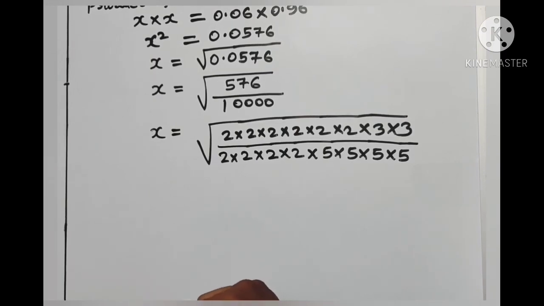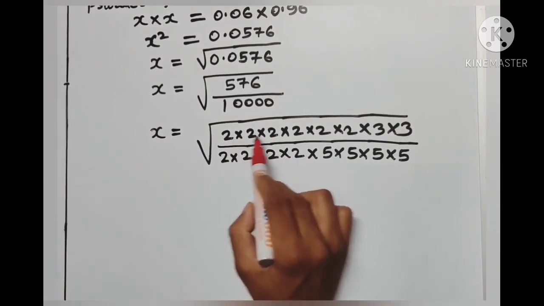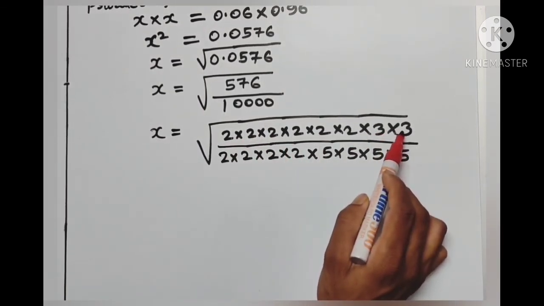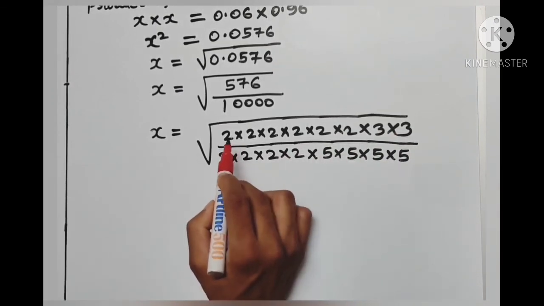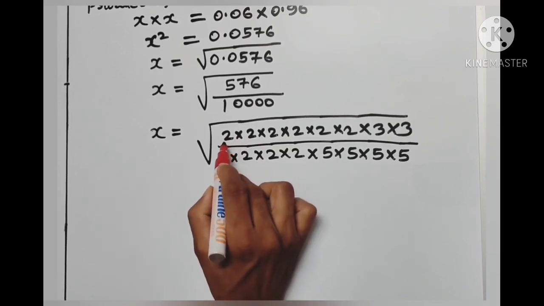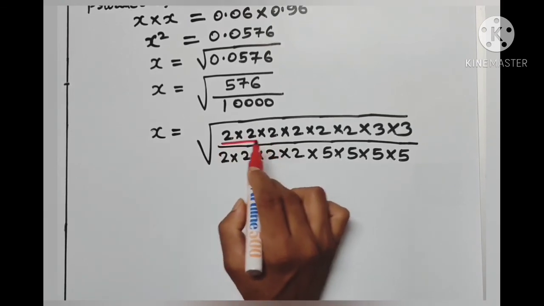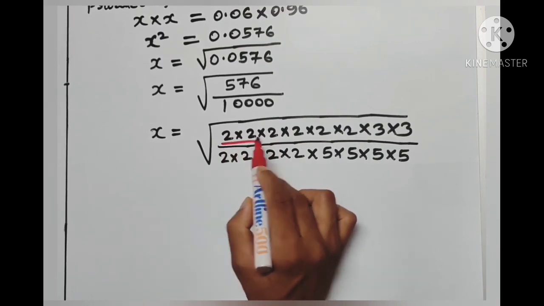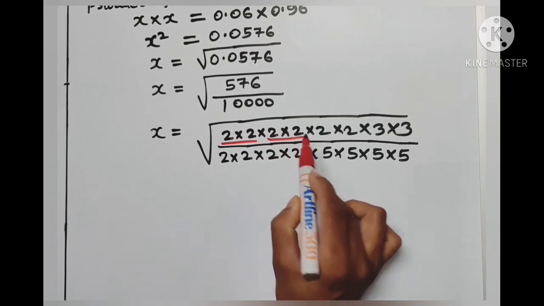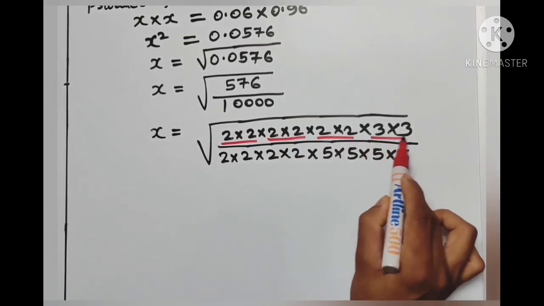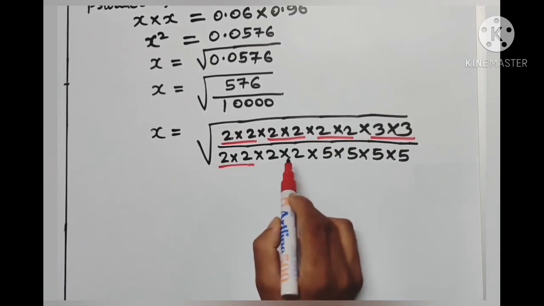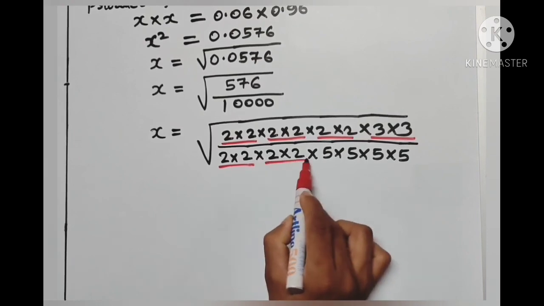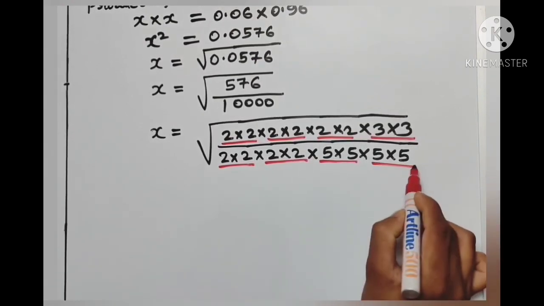Our next step is to make pairs of the same prime factors in this prime factorization and in this prime factorization also. So here you can see that this 2 and this 2 both are the same, so both will make a pair. Here also, here and here, both are the same. And in the denominator, both are the same. Here also, here and here.